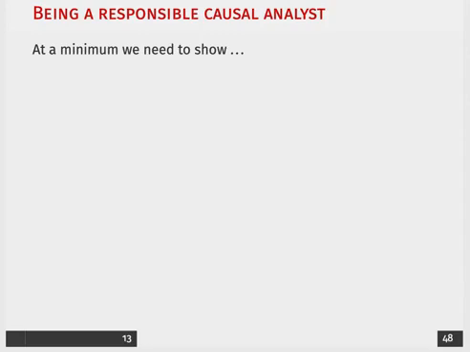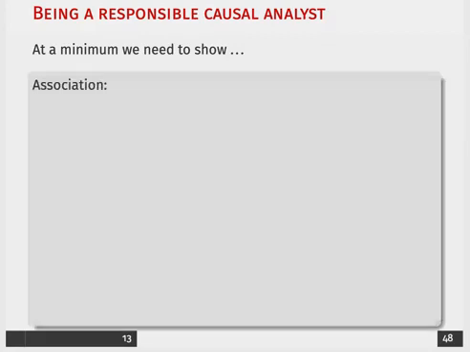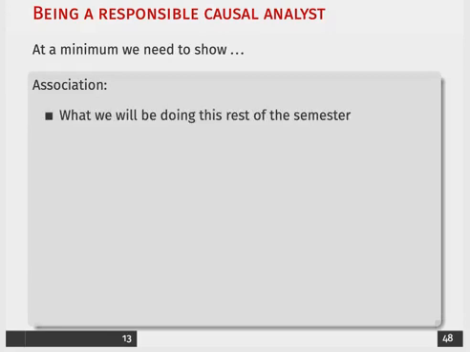Now that we've discussed the basic backgrounds of what we actually mean when we talk about causality, as well as the different ways in which other variables may impact our ability to make a causal statement, I want to summarize exactly at this point what we need to show at a minimum in order to make a responsible causal inference. So the differentiation here that I want to make is between an association and a causal statement.